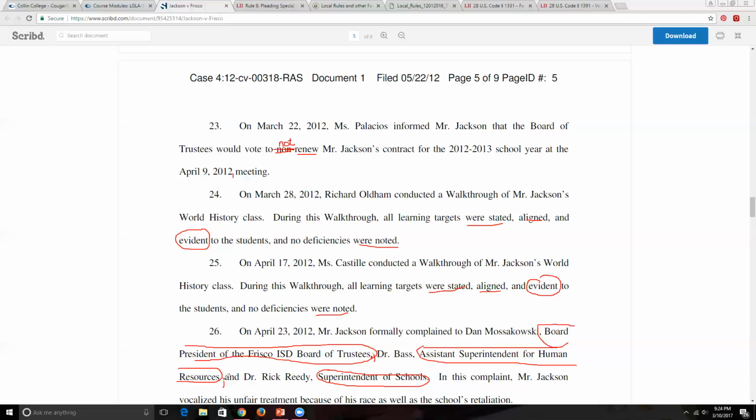We're also missing the serial comma here anyway, sometimes called the Oxford comma. Not required, but it is a best practice. We also have a couple of names here. We have Dan Moskowski, but we're missing Dr. Bass's first name. I would think that could be Googled and found. And now we have Rick Reedy's first name, but we have the doctor in front of it.